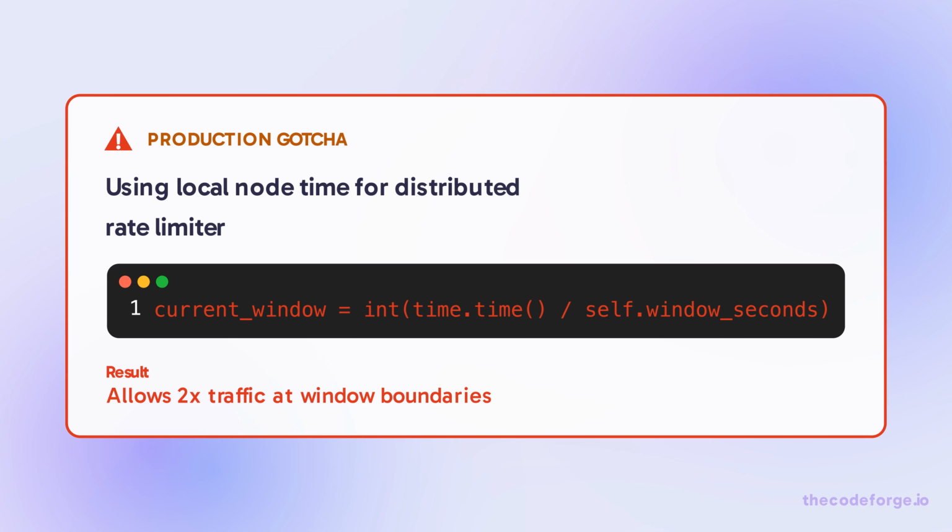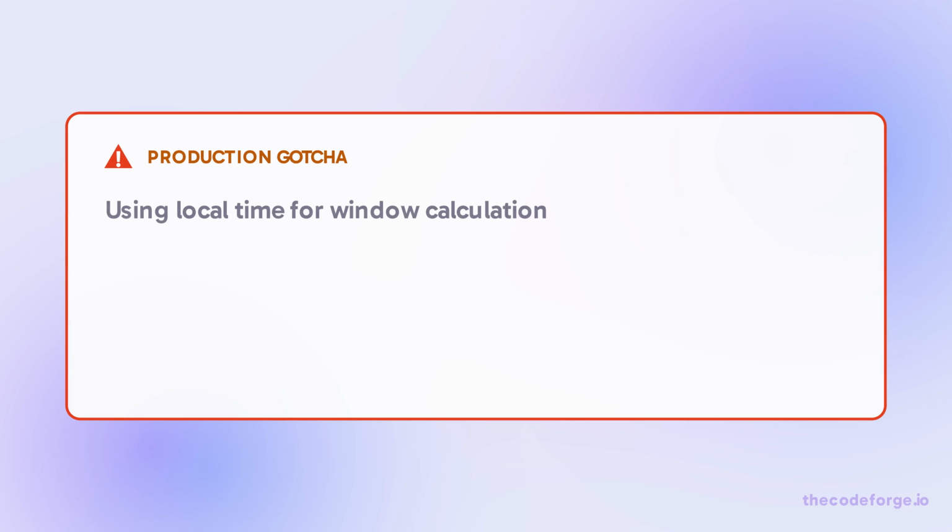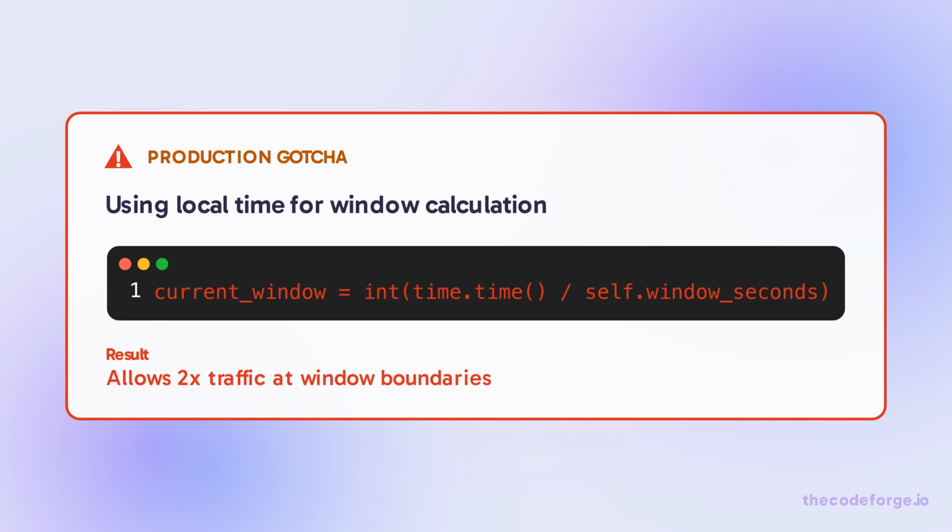Using local node time in a distributed system causes clock skew. Nodes with different times may assign the same request to different windows, allowing double the intended rate. This is the exact line that caused the incident. Using local time in a distributed system leads to clock skew. Always use a centralized timestamp like Redis time.